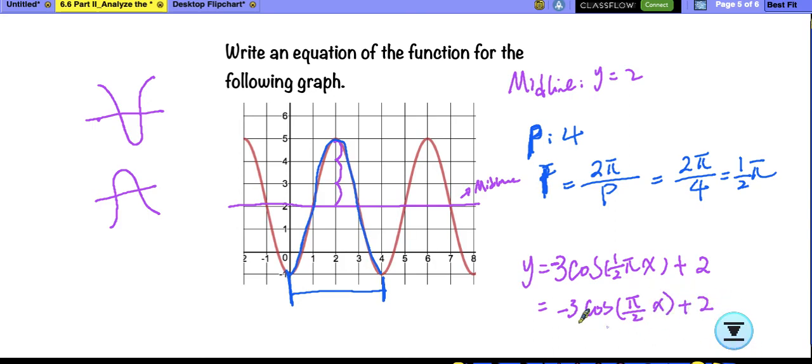And that's our final equation here. It doesn't matter which one you use, they are equivalent. That's how we use all the features to figure out the equation.